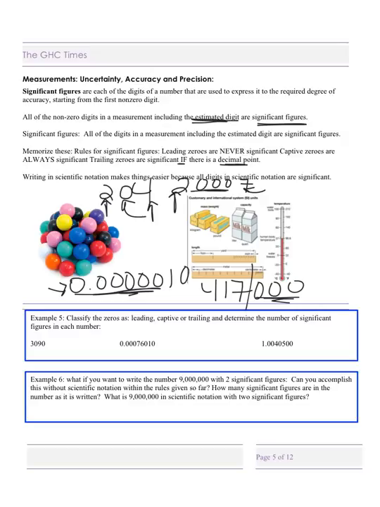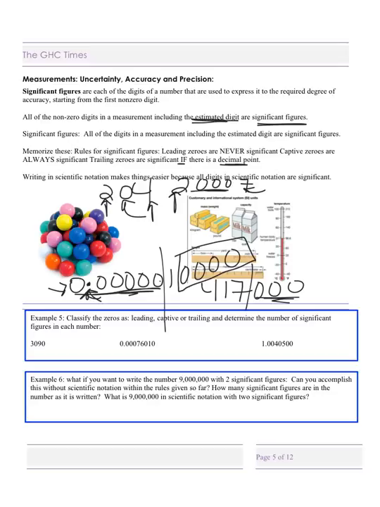So for example, if I were to add zeros onto this number here, I have a decimal point here. So these first 6 zeros are leading zeros. They never count. And these last 4 zeros are trailing zeros, and they count because there is a decimal point. So I want to do some practice with this because I know this is a topic that can cause students some difficulty. So let's take a look at example 5. We are going to classify the zeros as leading, captive, or trailing, and we are going to determine the number of significant digits in each number.